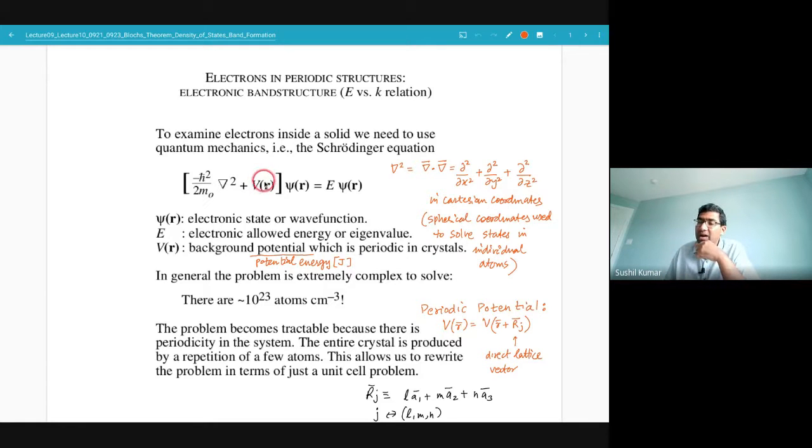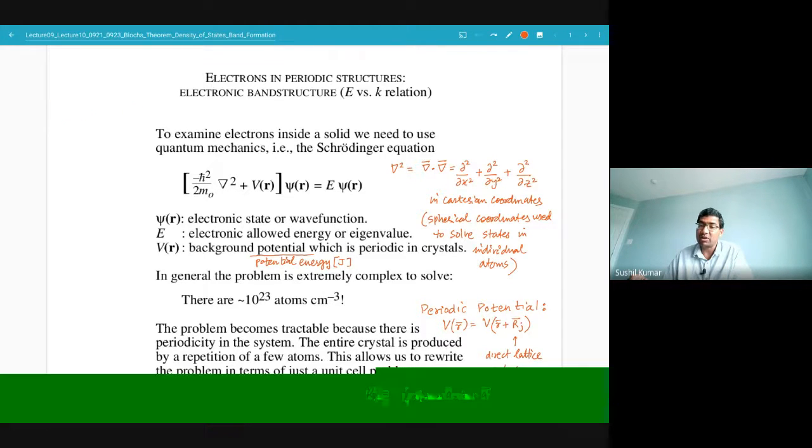So that's this V(R). This V(R) is a periodic potential. In other words, V(R) is equal to V(R plus Rj), where Rj is the direct lattice vector, any direct lattice vector, written in this form. So this is the direct lattice, which is L times a1 plus M times a2 plus N times a3. a1, a2, a3 are the primitive lattice vectors of the direct lattice. So this is a periodic potential because of these atoms, and we want to solve this problem.